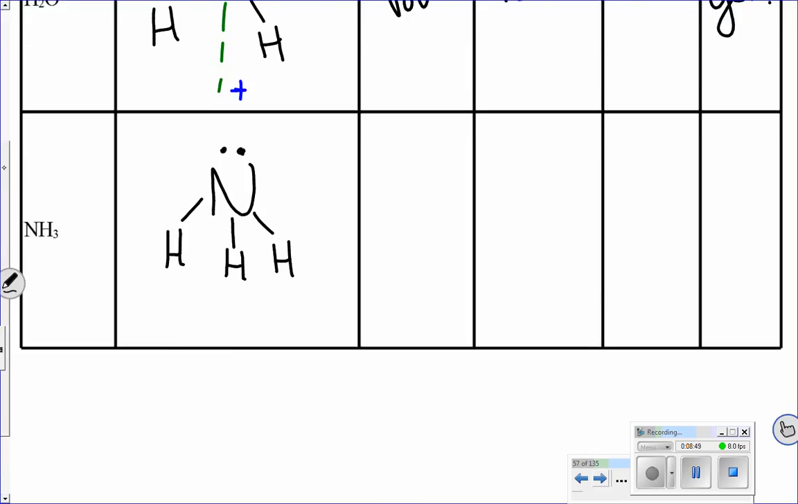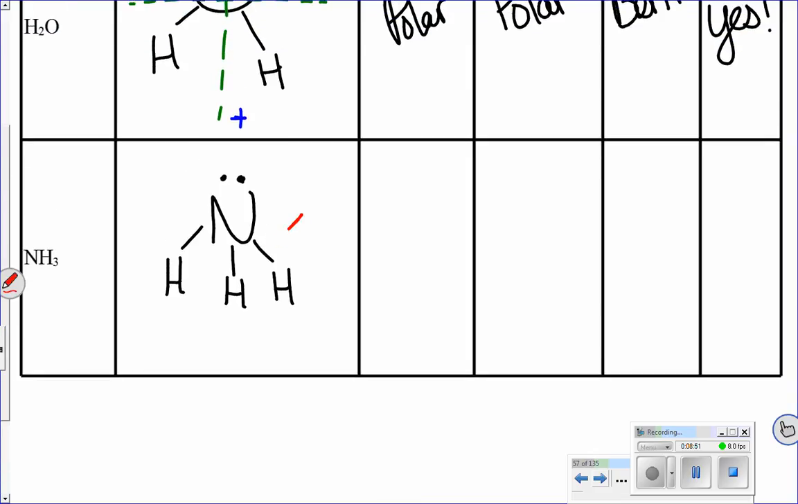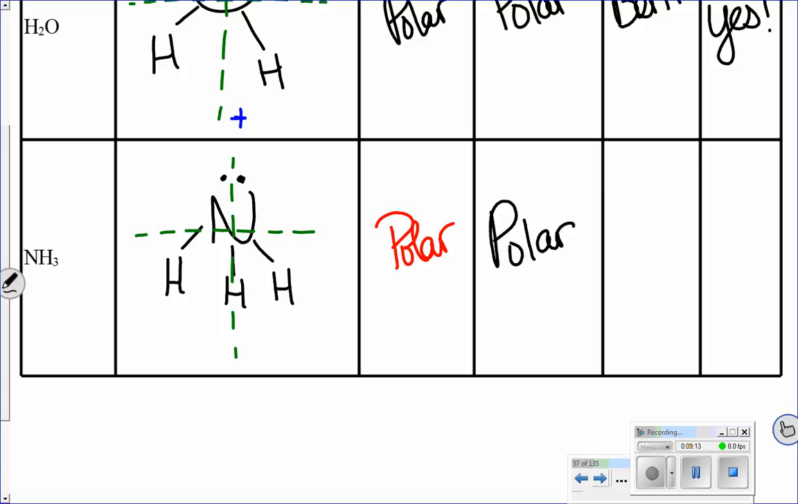My bond type. So in any of these bonds, all my bonds are between nitrogen and hydrogen. Nitrogen and hydrogen have different electronegativities, so therefore they create polar bonds. When I do chop chop, symmetrical that way, but not that way. Therefore, this is again a polar molecule.